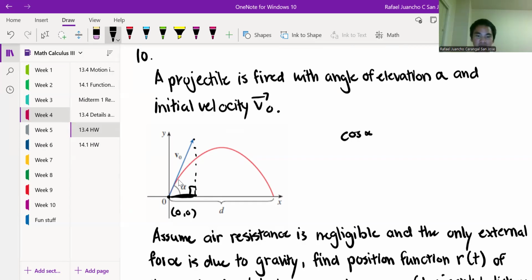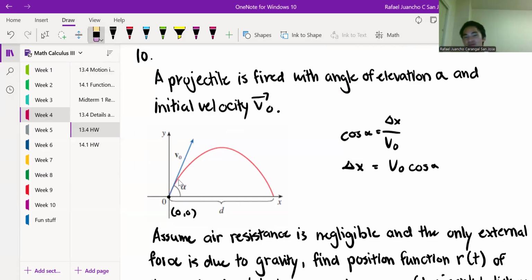This adjacent side is my change in x, and this is my velocity. So I'm saying that my change in x is equal to v naught cosine alpha. Right? So this change here is v naught cosine alpha. And I just added t because I want to parameterize it.